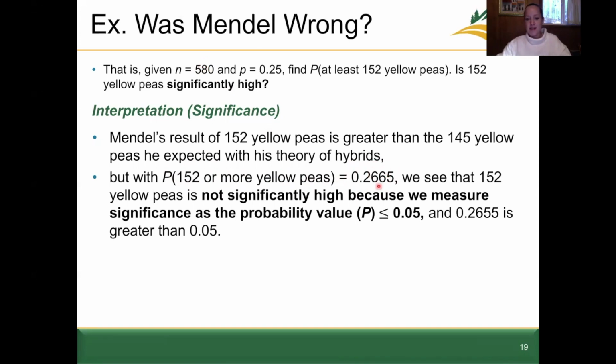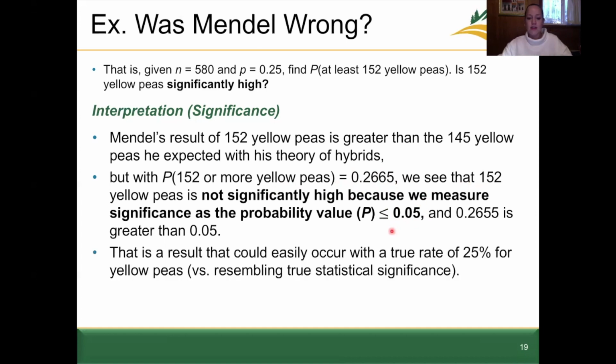Because this is the probability that we found, then we can make a statement on significance. So ultimately, we see that 152 yellow peas is not significantly high because, again, we measure significance as the probability value, and we make sure that probability value is less than or equal to 0.05 to say that that certain number of X values is significant. Well, we found this probability, we got 0.2665. That's definitely greater than 0.05. So because this probability value is greater than this probability value, then we do not have significance here.